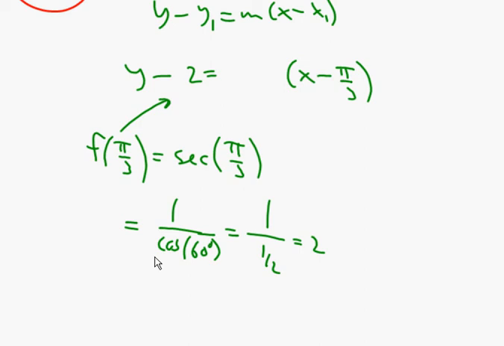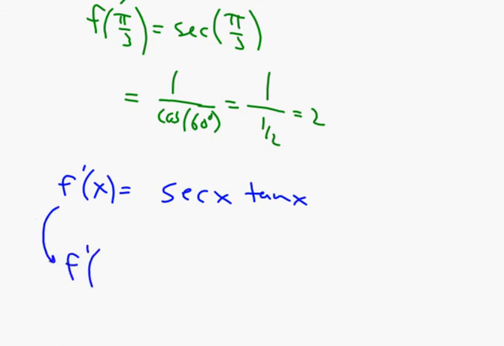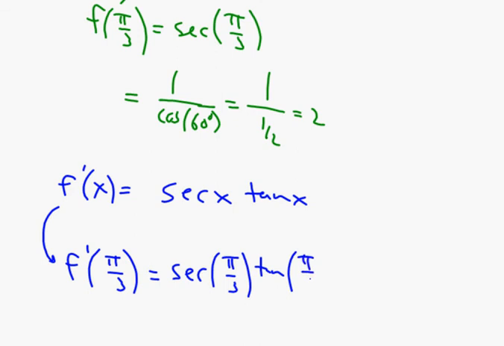And then the last piece is to get the slope that's missing. But slopes come from derivatives. So we need to do f prime of x first. And we just showed that if f is secant x, then the derivative is secant x times tangent x, or other order, doesn't matter. Okay? So we need to find f prime of pi over 3, which is the secant of pi over 3 times the tangent of pi over 3.